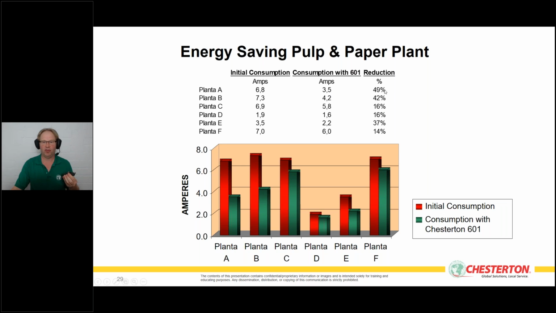Worst case scenario, it dropped to around 49%, nearly to half of the power consumption. Some of them dropped by 14 or 16%. Having said that, this was a case which was quite extreme. Typically, if you already use a good chain lubricant, the Chesterton program can improve the power consumption by typically between 2 and 10%. That is a typical number which we find in the industry in Europe and in EMEA.